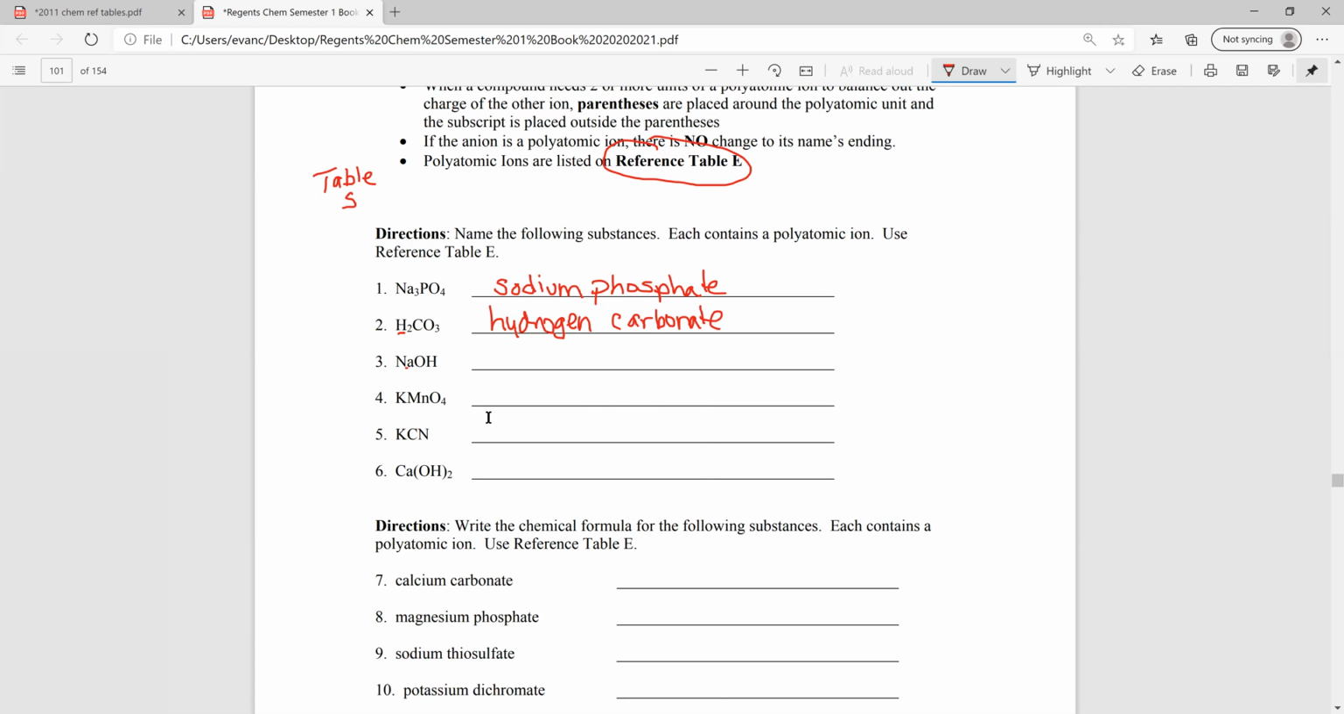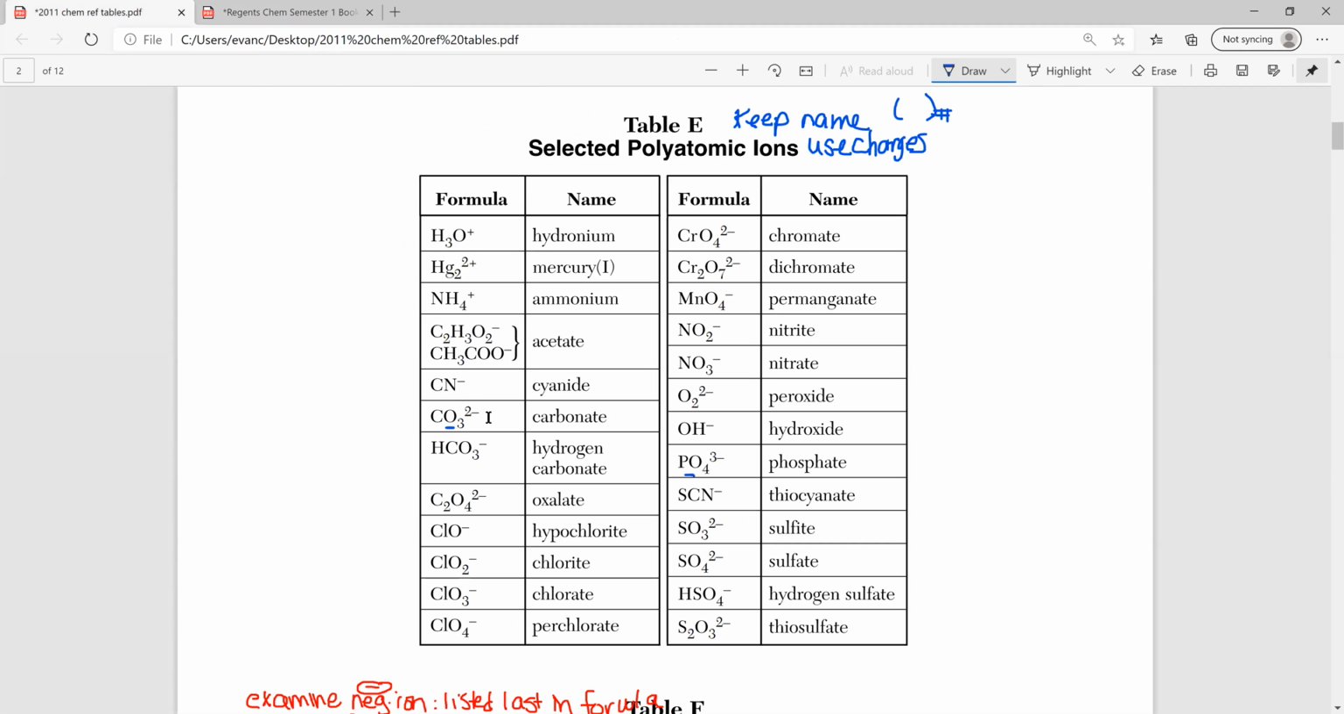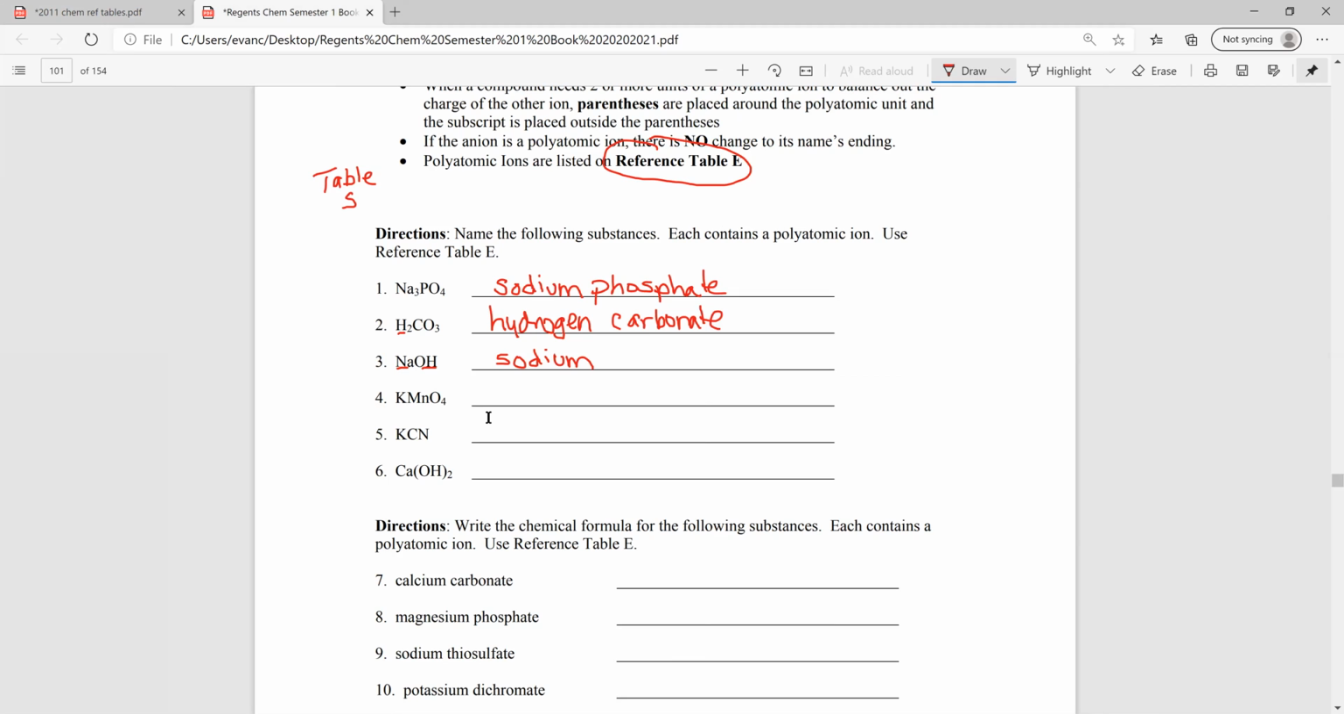Right, the first element gets to keep its name, again, Na, sodium. And now I'm going to find this OH, because I have more than two elements, so I'm definitely going to need to use table E. Whenever you have three or more elements, you need to use table E. So I'm going to scan until I find the OH. There's the OH, and I name that hydroxide. So this is sodium hydroxide.